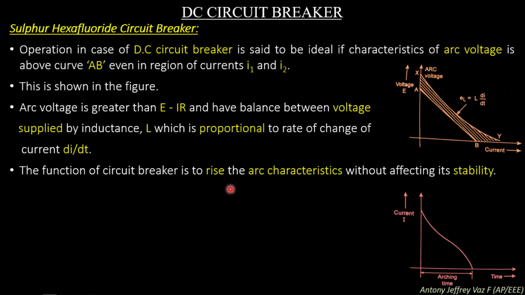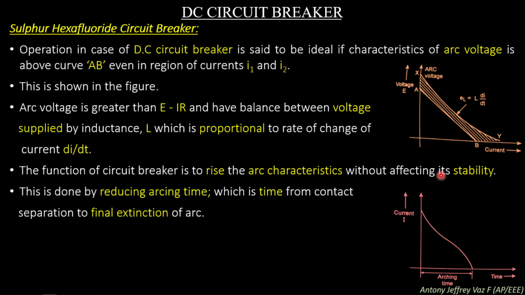The function of a circuit breaker is to raise the arc characteristics without affecting the stability. This is done by reducing arcing time, which is the time from contact separation to final extinction of the arc. So by reducing the arcing time, you can see the current present in the arc is represented on the y-axis, and arcing time on the x-axis.